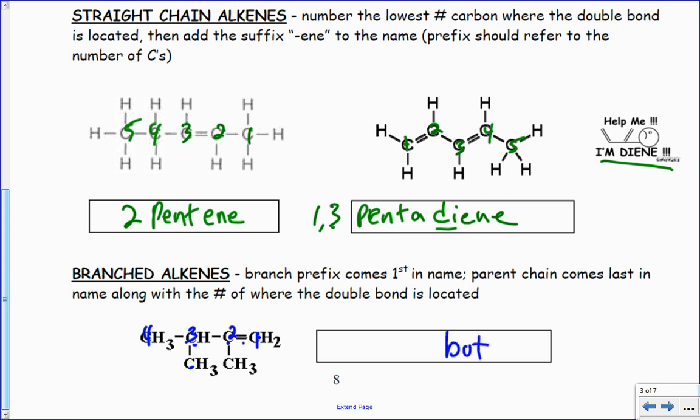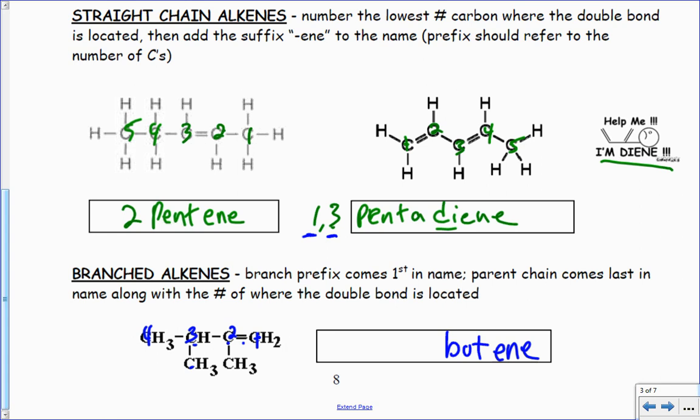I have 1 double bond, so it's not a diene, so I can call it pentene or butene. I need to tell you that it's at the 1st carbon. At the 1st carbon, I don't need to tell you. I can assume that. I only put the 1st carbon here to show you that it's at 1 and 3 because there's one at both. If it was just at the 1, I could just leave it as pentene.